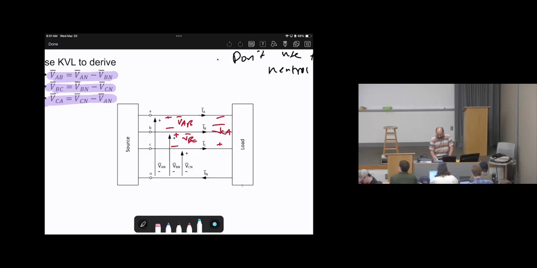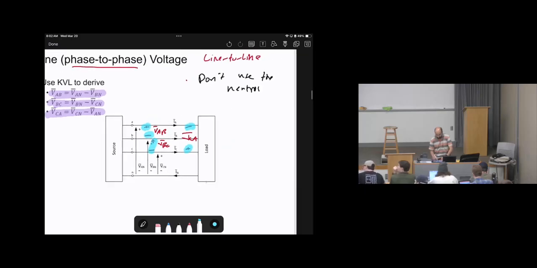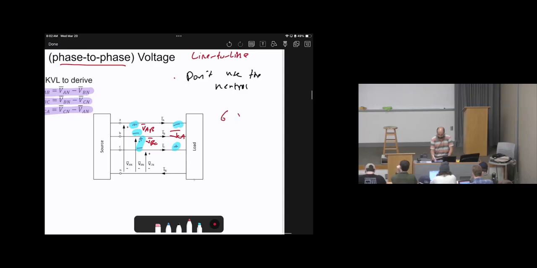As we see here, the positive can be at A, negative at B, or positive at B, negative at A, or positive at C, negative at A. As a result, now we have 6 voltages so far. What are these 6 voltages? The first 3 voltages are line to neutral. What are these line to neutral voltages? Those are VAN, VBN, VCN. Those are line to neutral, which means there is a neutral on it, so we are using the neutral.